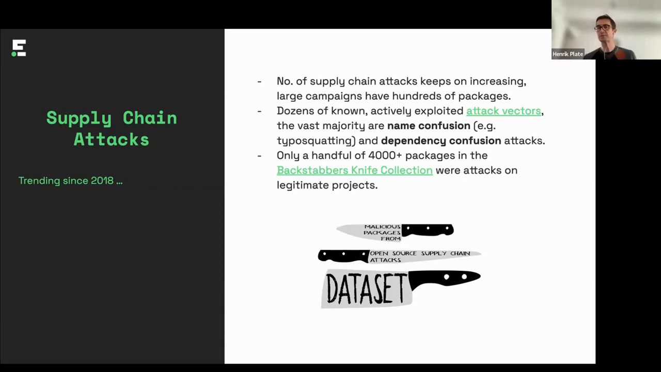Dependency confusion attacks are cases where companies or organizations have private internal packages, and attackers happen to learn about the presence of these internal packages, and they deploy packages of the same name on public registries, and due to vulnerabilities in the dependency resolution process, the malicious publicly available package is preferred over the legitimate internal and private package of that organization.